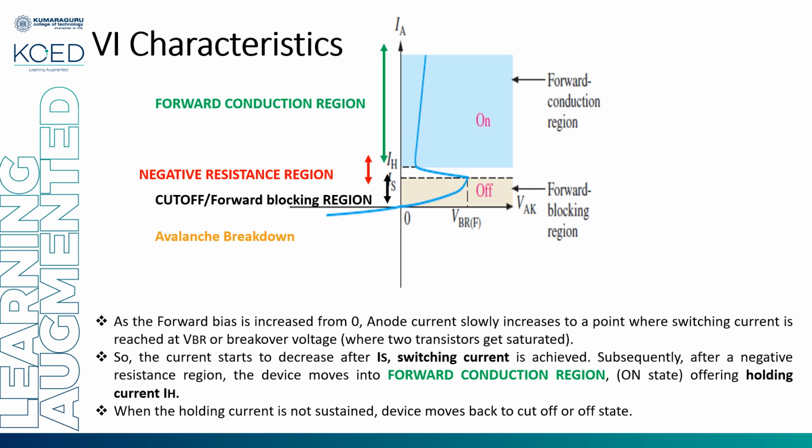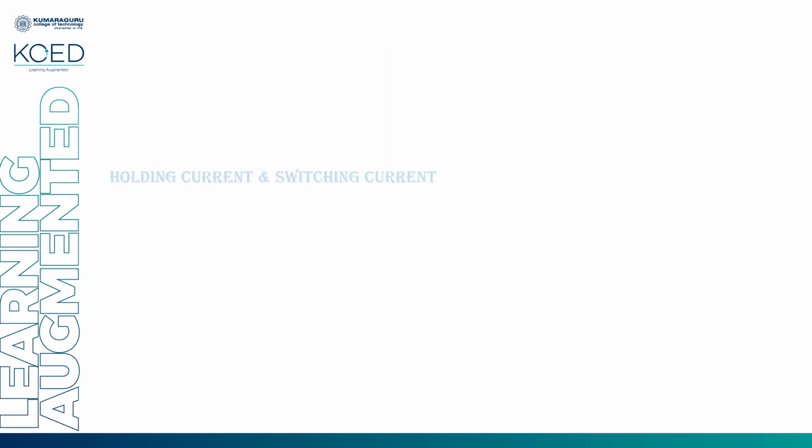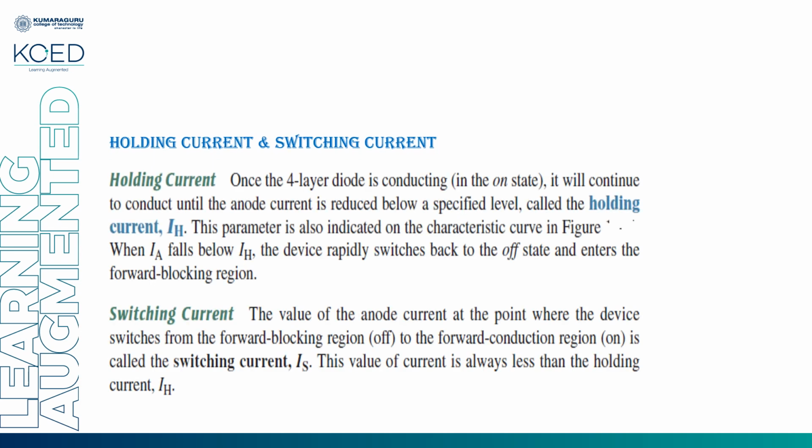During reverse bias, the device goes through avalanche breakdown. Two parameters which are important that you should know in case of a PNPN diode: one is holding current and one is switching current.